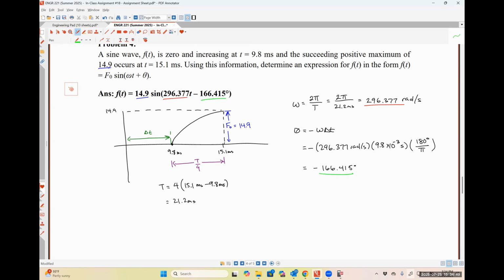So putting all of these pieces together, we have our F naught value, we have our omega value, and we have our theta value. So we have 14.9 sine of 296.377 t minus 166.415 degrees as the function. So with only 2 points and the peak value, we were able to mathematically describe this whole thing. Okay, so that is something.